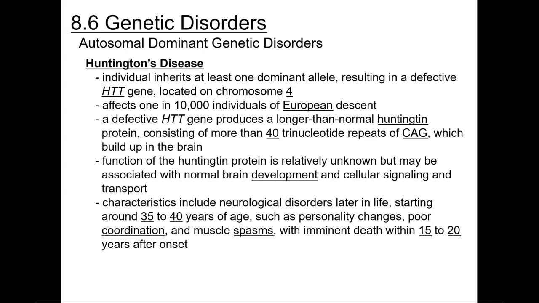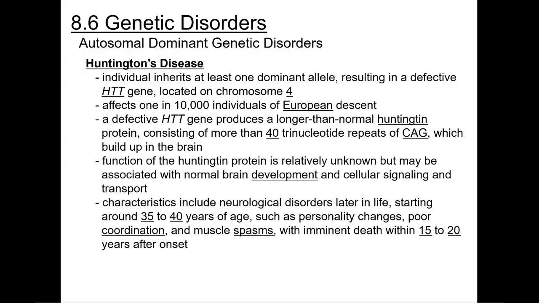Huntington's disease, that's going to be where an individual inherits at least one dominant allele that results in a defective HTT gene that's located on chromosome 4. This will affect 1 in 10,000 individuals of European descent. So this defective gene is going to produce a longer than normal Huntington protein, and that consists of more than 40 trinucleotide repeats of CAG, which can build up in the brain. The function of the Huntington protein is relatively unknown, but may be associated with normal brain development and cellular signaling and transport.